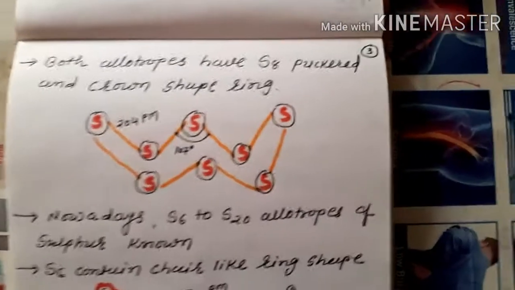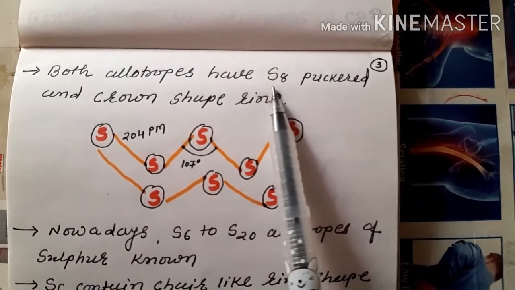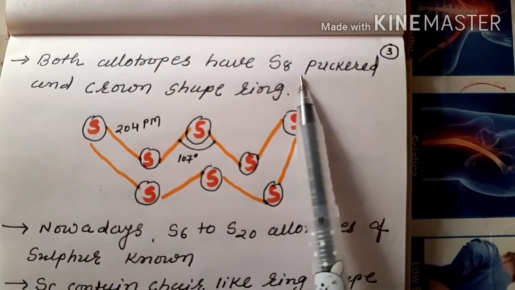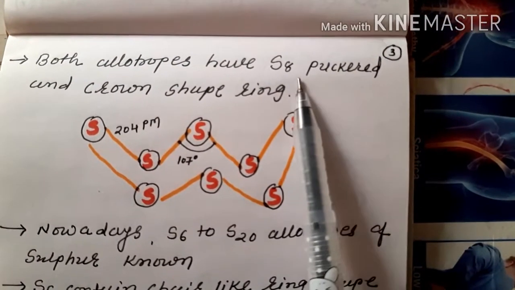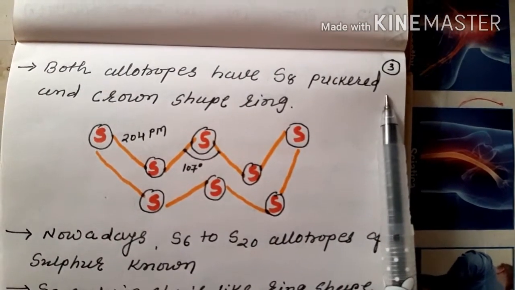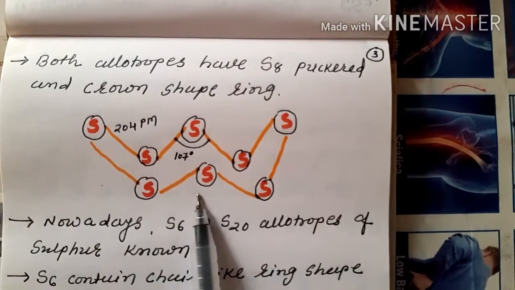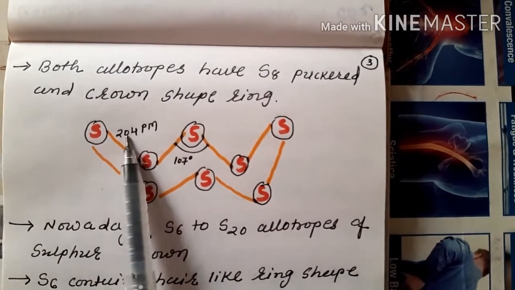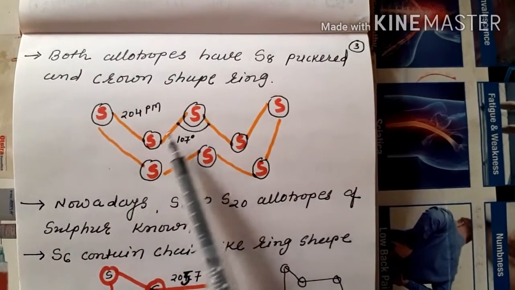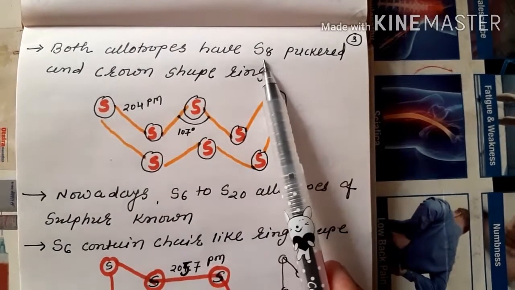Now let us discuss the shape of both allotropes. Both allotropes have S8 puckered shape, meaning having wrinkles. Like when a man reaches 50-60 years of age, you see wrinkles on his face, so we call it puckered shape. So S8 is puckered and it's a crown shape ring. I have drawn it here. So the sulfur bond length is 204 picometer, this angle is 107 degrees, and crown shape, both monoclinic and rhombic sulfur.